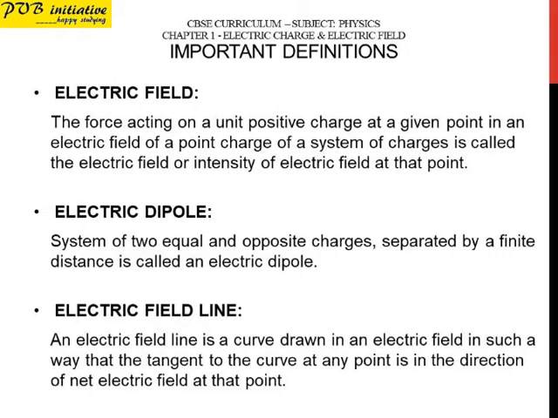What is an electric field line? An electric field line is a curve drawn in an electric field in such a way that the tangent to the curve at any point is in the direction of the net electric field at that point.